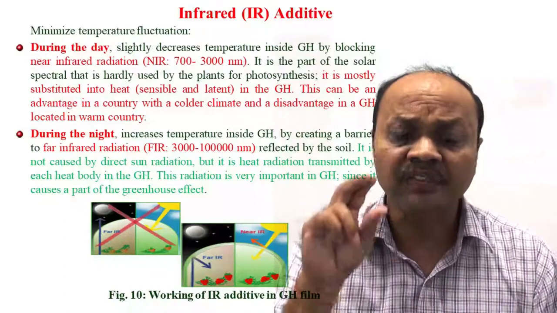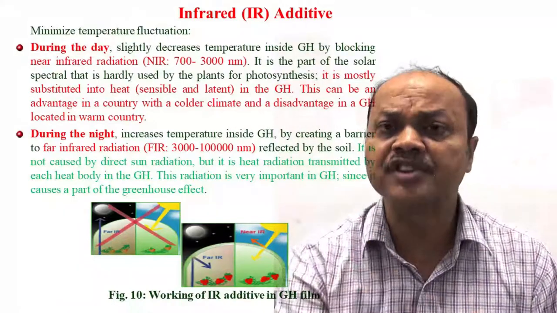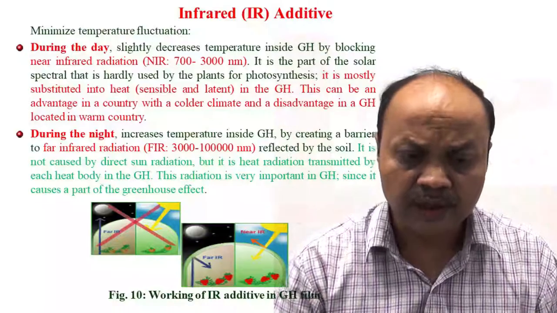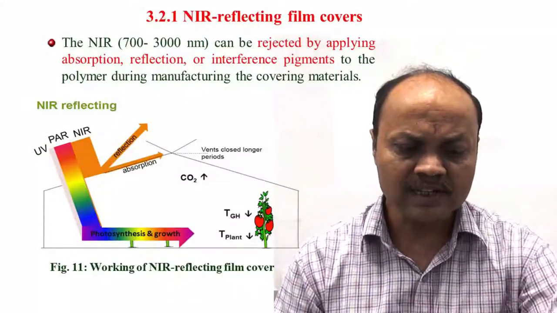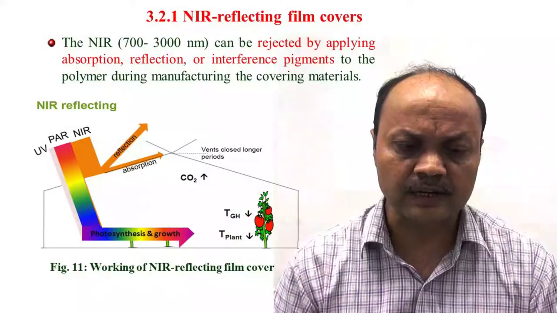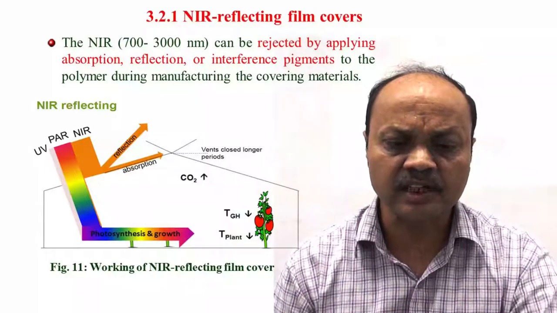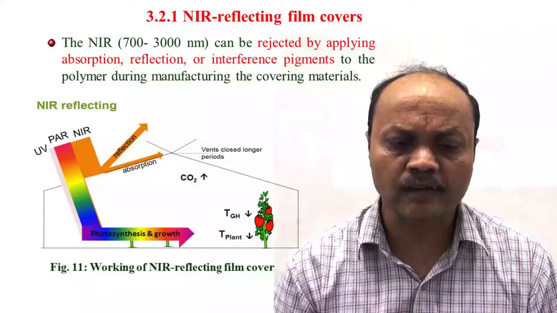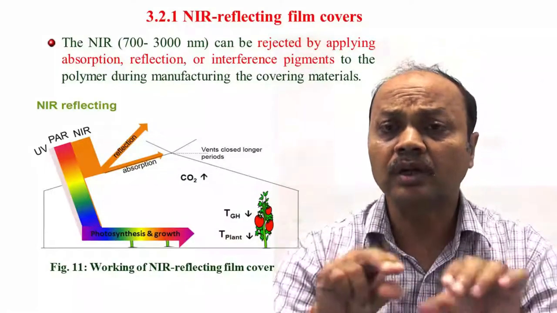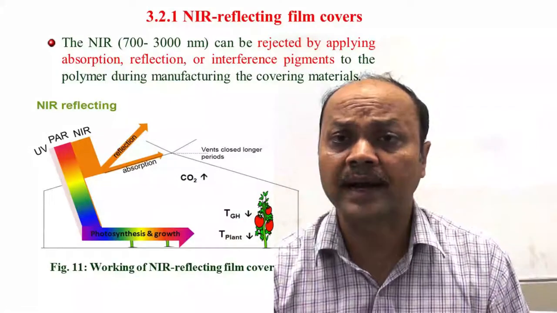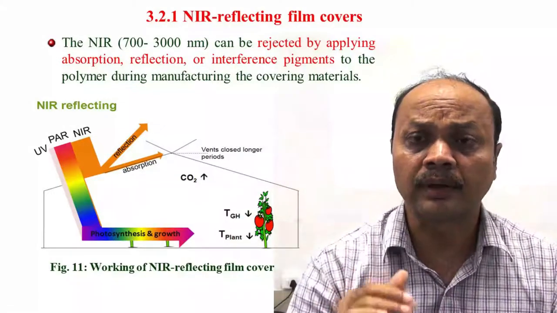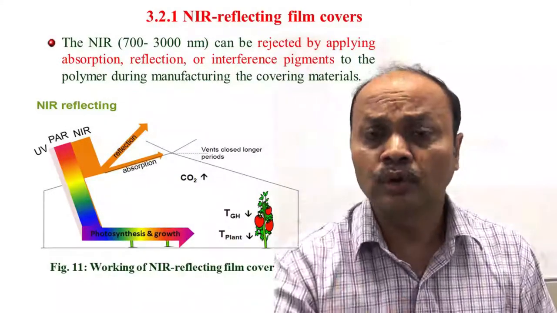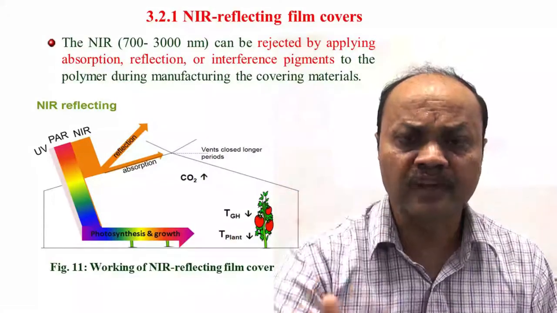So different types of infrared additive are added during the manufacturing of your greenhouse film. This is the basic principle. You can see from this picture what it is doing, it is absorbing or reflecting. Basically near infrared is rejected by applying absorption, reflection or interference. During the manufacturing of the cladding material, you use such chemicals that will not allow the near infrared portion to go inside the greenhouse.